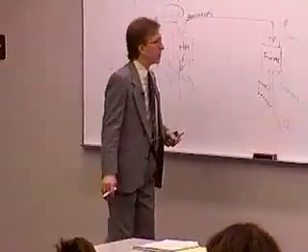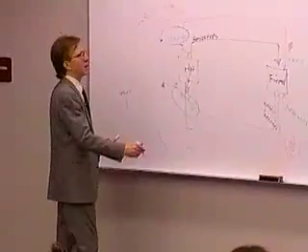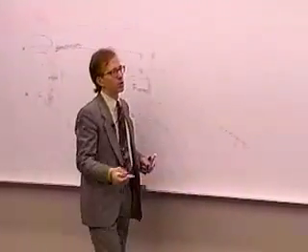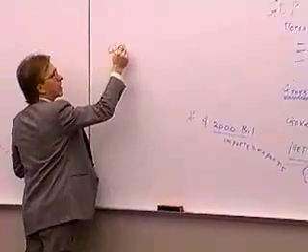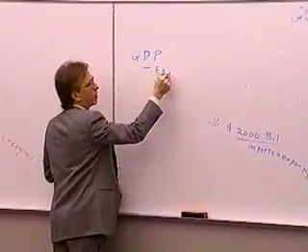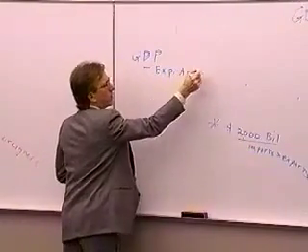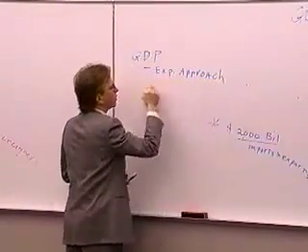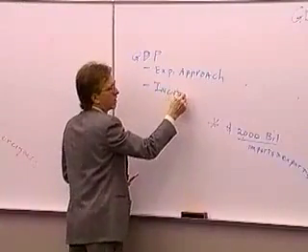Let me take just one more minute and then we'll stop. What we're going to do next time is this. There's two approaches to measuring GDP. The first one is the expenditure approach, and we've just finished that. The other is called the income approach.